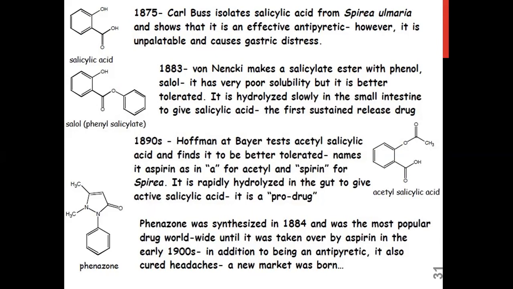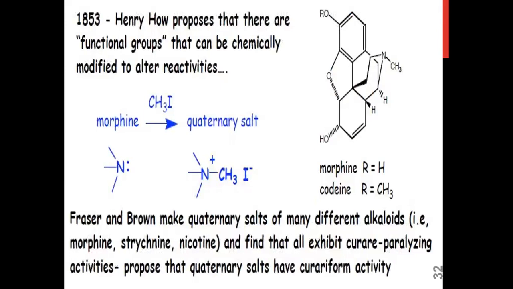Phenazone was synthesized in 1884 and was the most popular drug used after aspirin and was used as an antipyretic. Similarly, in 1853, modifications were done on the naturally occurring morphine, wherein quaternary ammonium salts and substitutions by NCH3, namely in morphine and codeine, improved the efficacy of the drugs in the market.